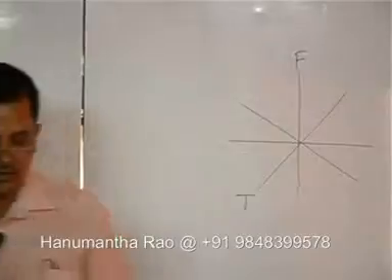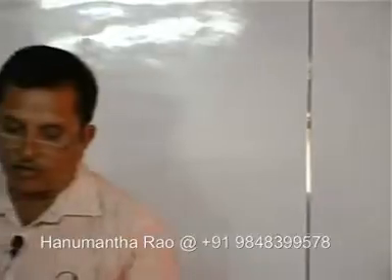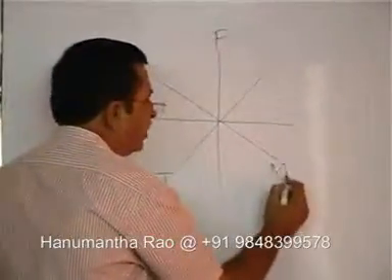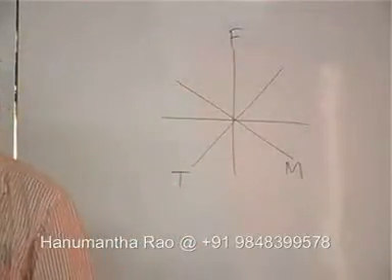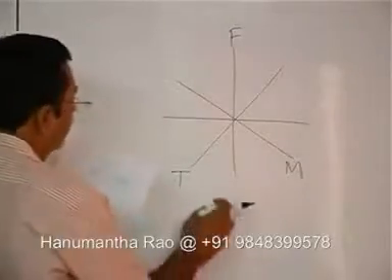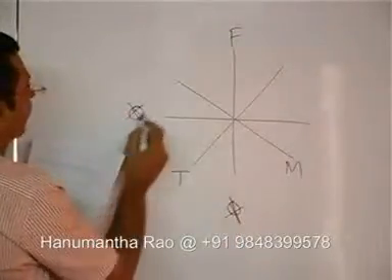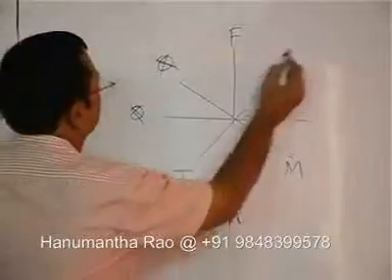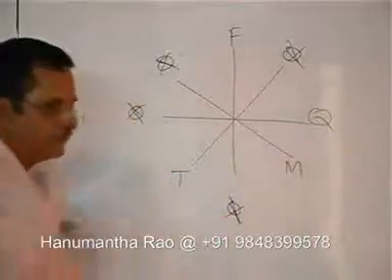T is third to the right of F. Who is second to the left of M? Q is not a neighbor of T or F, and Q will not come here. What is the position left? Here Q will come.